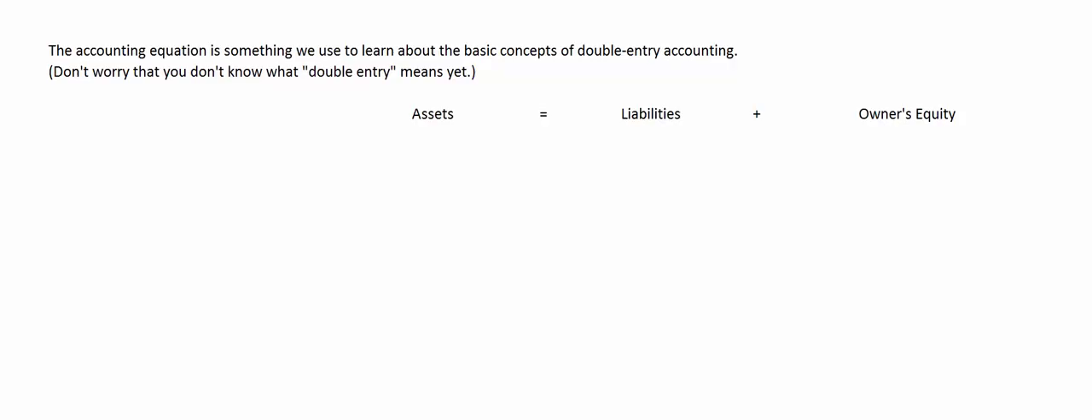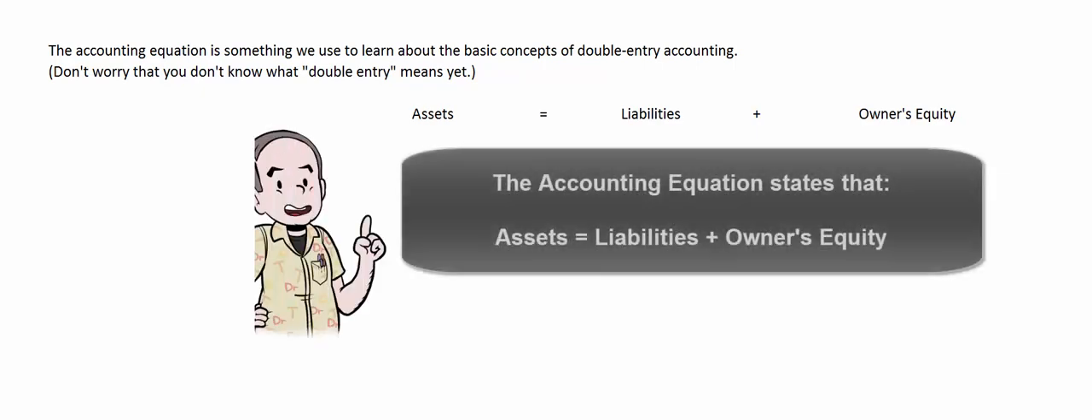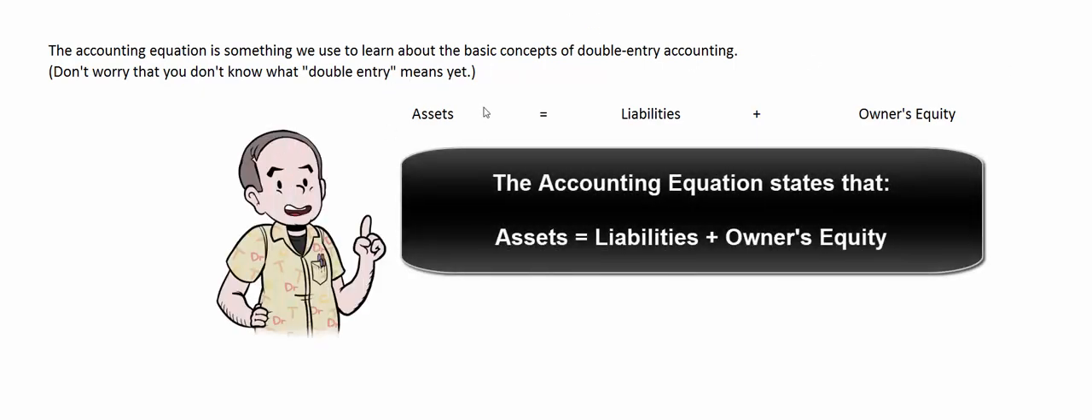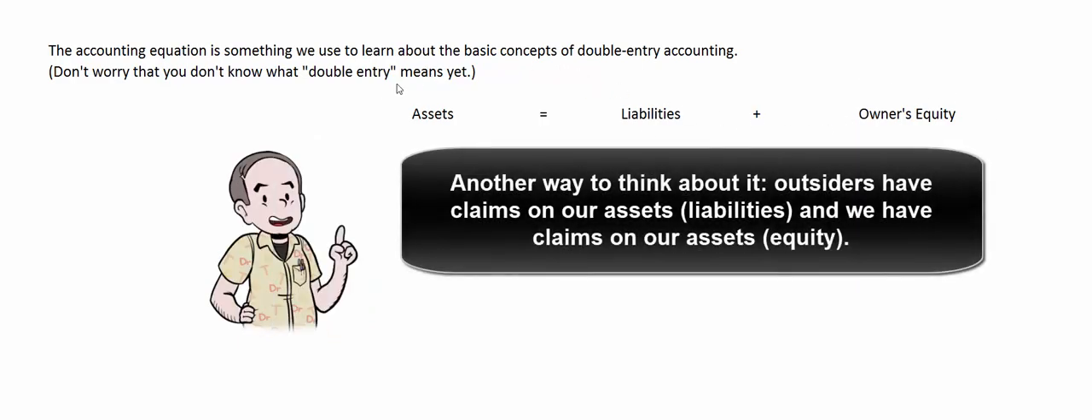The accounting equation says that assets, things that we own, are equal to our liabilities, things that we owe, plus our owner's equity. In other words, assets minus liabilities equals owner's equity. Another way to think about it is, if we own a bunch of stuff, outsiders have a claim against it, and what's left over are the claims that our insiders, our owners, have.